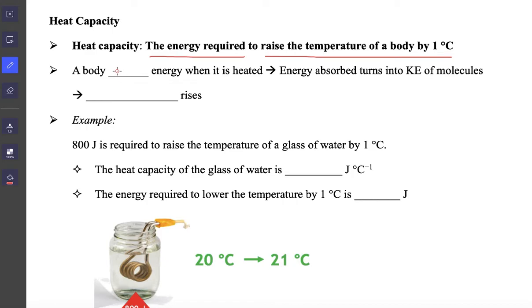And when we heat a body, that body would gain energy. That means the energy would increase, and that energy absorbed would turn into the kinetic energy, KE, of the molecules. And in chapter 1, you have learned that the average kinetic energy is indicated by the temperature. So when the body absorbs energy, then the temperature will be increased. We can write down temperature here. Temperature rises.